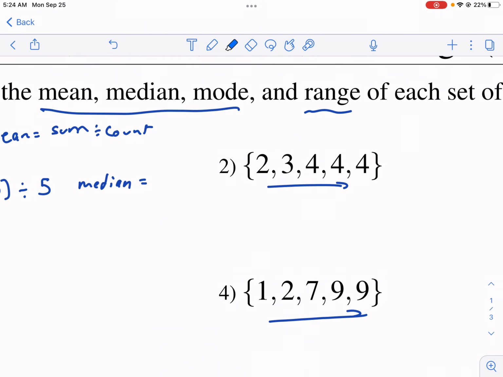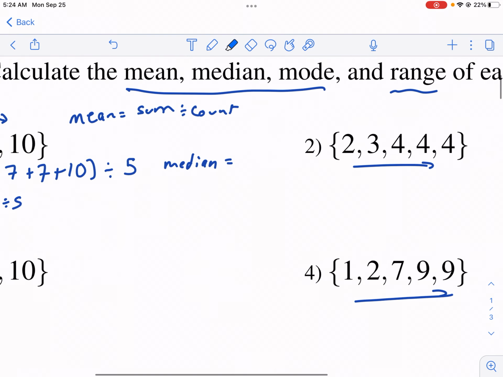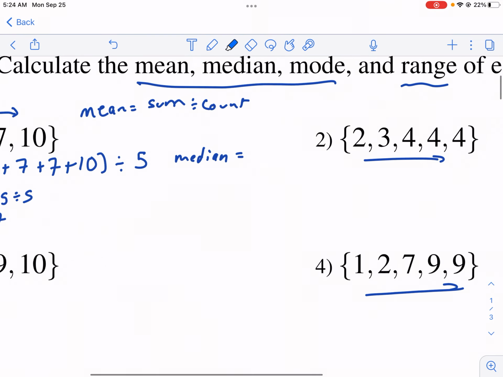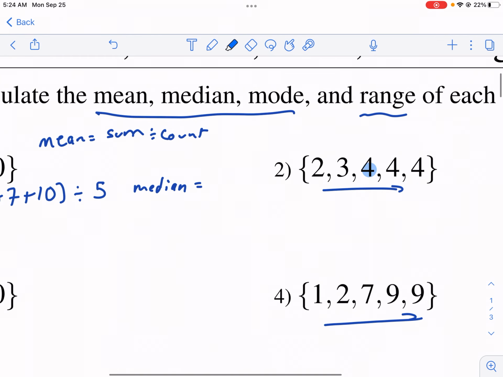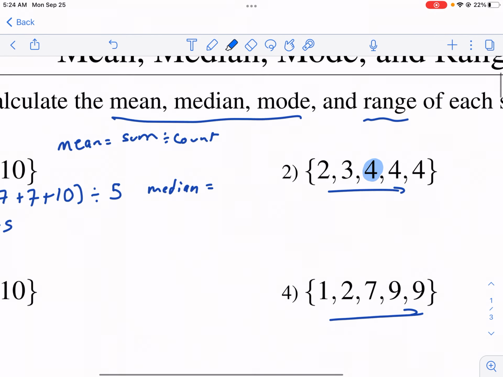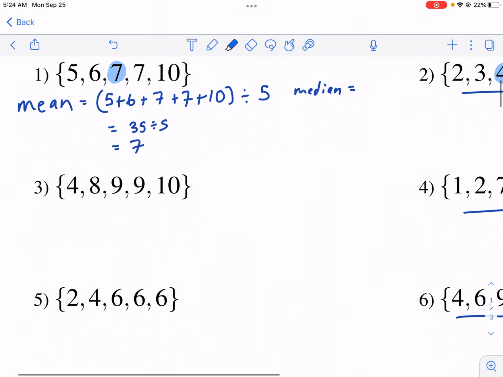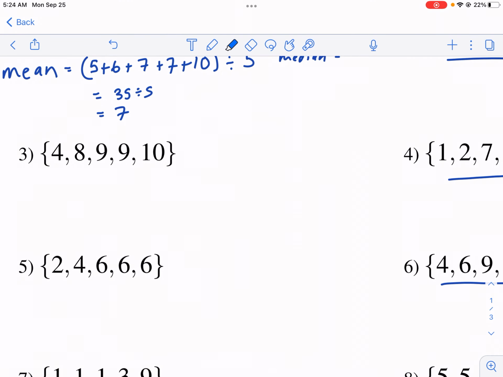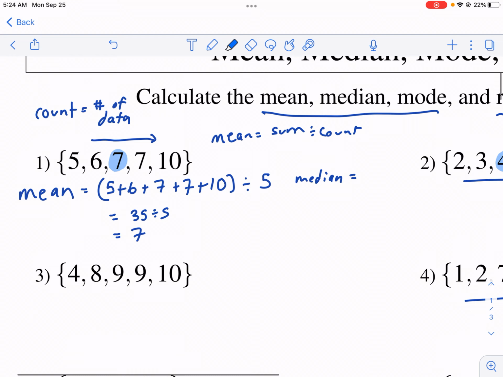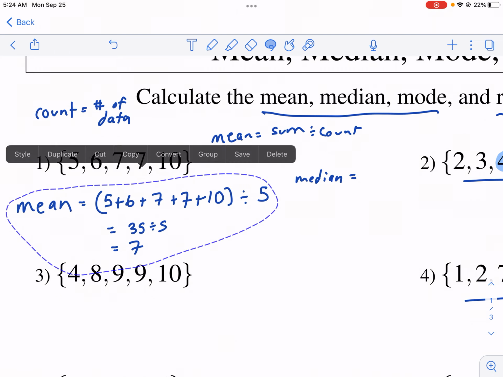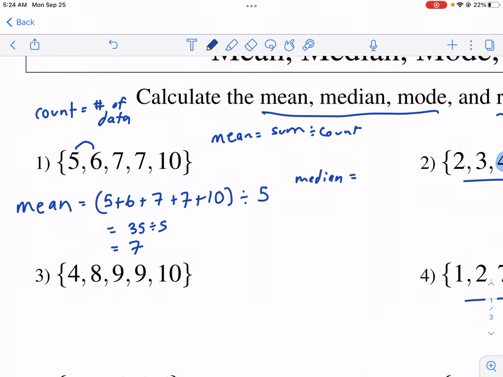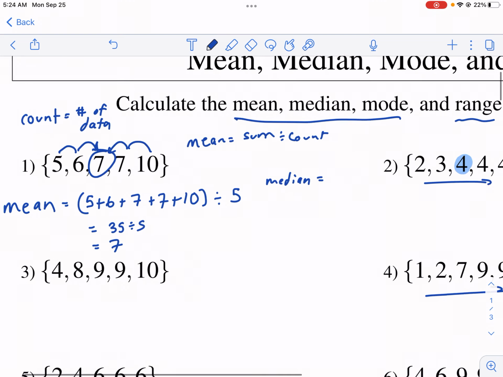For number 2, it's the same thing. We have 2, 3, 4, 4, 4, and it's just going to be the middle number. So once I get to number 2, I already know my median, and with all of these it's just going to be this middle number. Because there's 5 numbers, we're always going to have an exact middle. When there's an odd number, as you work your way to the middle to find the middle number, it's always going to arrive on a number.